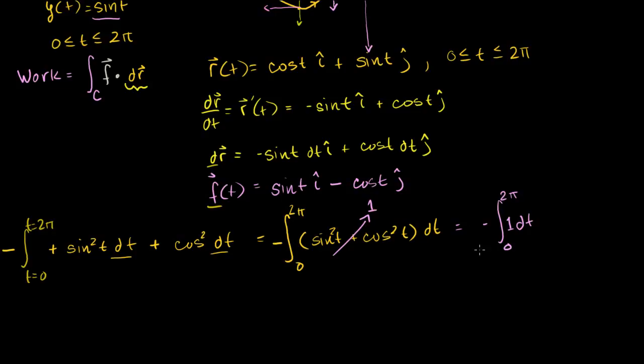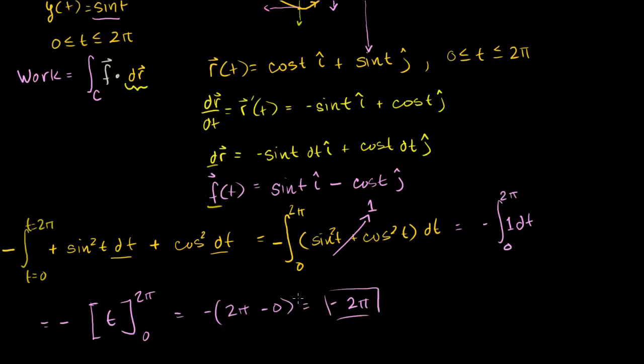Then the antiderivative of 1 is just, so this is just going to be equal to minus, and that minus sign is just the same minus sign that we're carrying forward. The antiderivative of 1 is just t, and we're going to evaluate it from 0 to 2 pi. So this is equal to minus, that minus sign right there, 2 pi minus t at 0, so minus 0. So this is just equal to minus 2 pi. And there you have it.